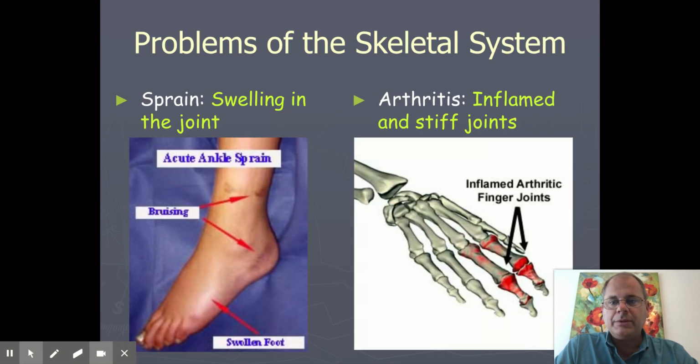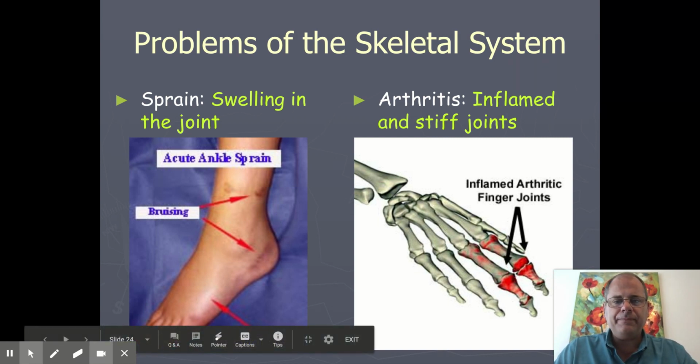Problems of the human skeleton. Well, swelling is a problem. Arthritis is a problem. A sprain is a swelling of a joint. You might have heard of that or had that. And arthritis is when you have inflammation or swelling between your joints.